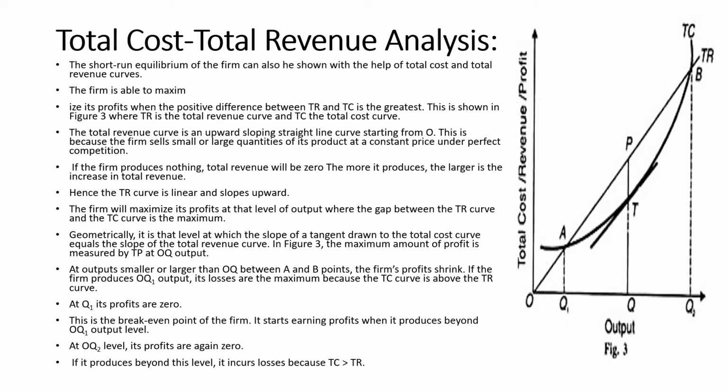At the Q1 level of output, what happens is that the TC curve and TR curve are cutting across each other. There is an intersection. At this point, we could say that the profit is zero, but by producing the OQ level of output, there would be maximum profit. At the OQ2 level, its profit again is zero, and if it produces beyond this level, it would incur losses, because after that point you could see that your TC is becoming greater than your TR. That is, your cost would be more than your revenue.